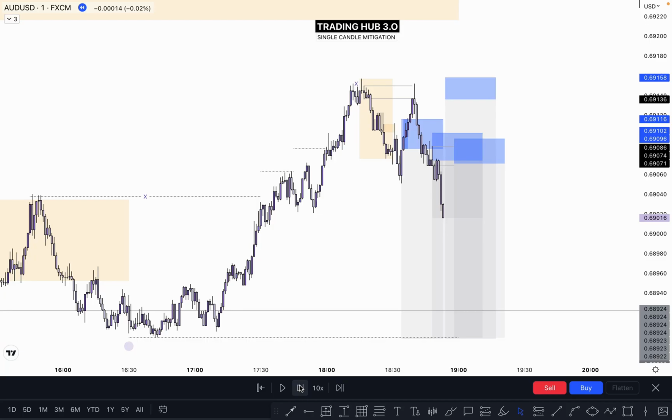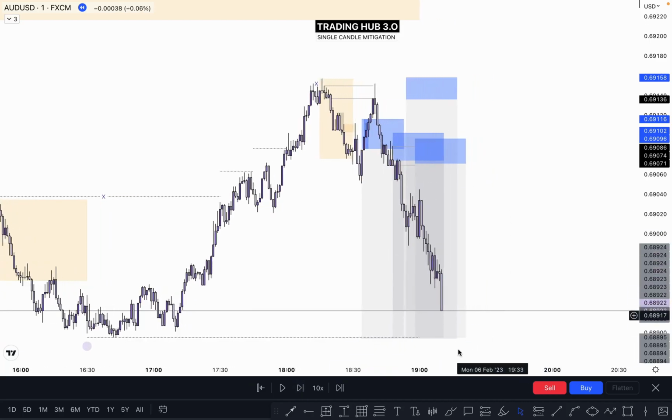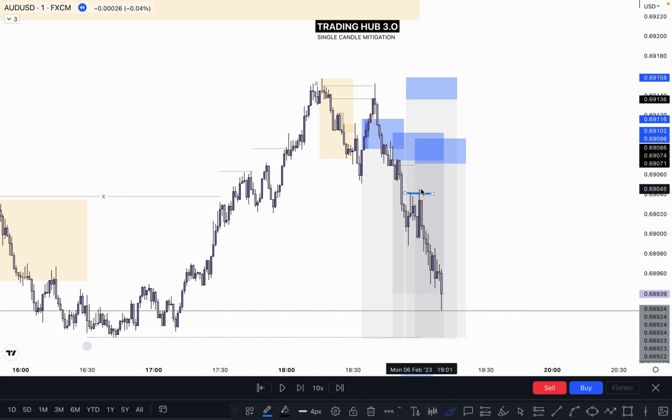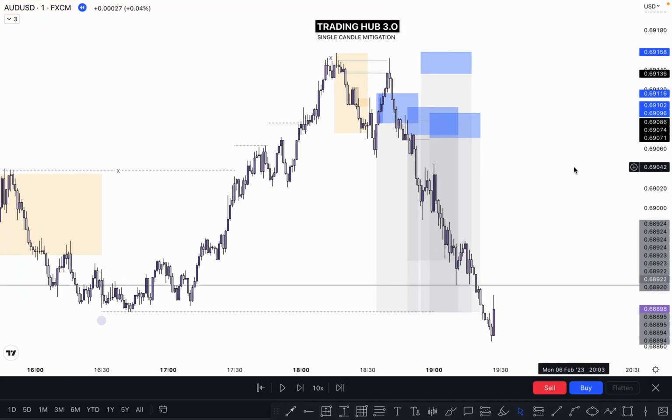Okay, the market mitigates this one and continues pushing downside, and again the market has taken out the liquidity, which is here. As you can see here, the previous high is taken out and it pushes downside, right? Again, a single candle mitigation, you can take an entry here. Okay, so let's see again what happened here. All right, so finally the market hit our target point here.